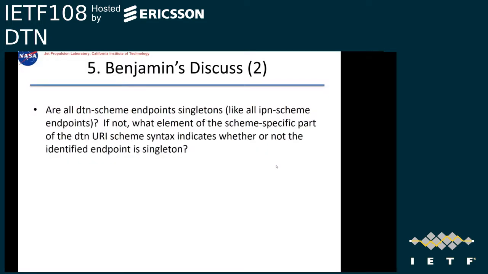This is a discuss from Benjamin. How do we tell whether an endpoint is singleton or not? In the IPN scheme, we've revised the definition to say that all the IPN scheme endpoints are singleton. We don't say that about the DTN scheme endpoints. Do we need some definition of the syntax and semantics of the DTN scheme that indicates whether or not the endpoint is a singleton?